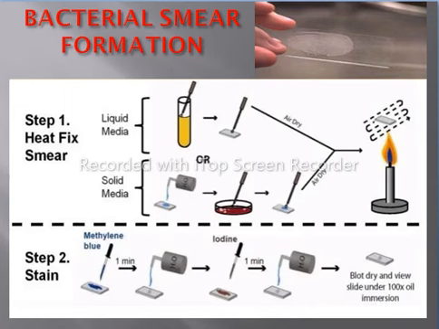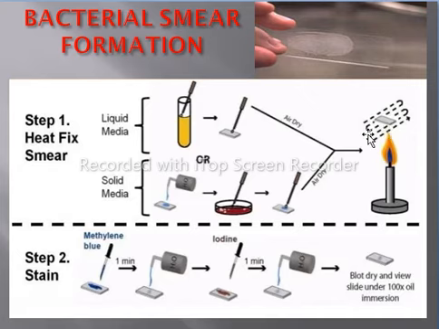Bacterial smear preparation is the first step in Gram staining, in which we use a clean and grease-free slide, using either liquid media or solid media. Liquid media in the form of broth or solid media in the form of nutrient agar or MacConkey agar. First, we pick bacterial colonies from liquid or solid media and spread them on the slide surface. Let them air dry and then heat fix through flame.